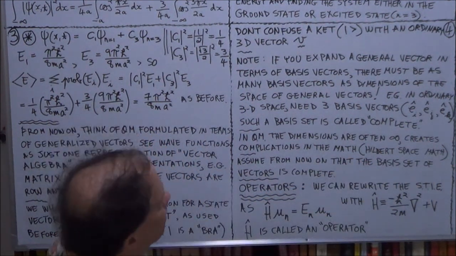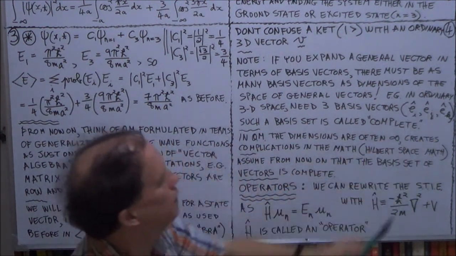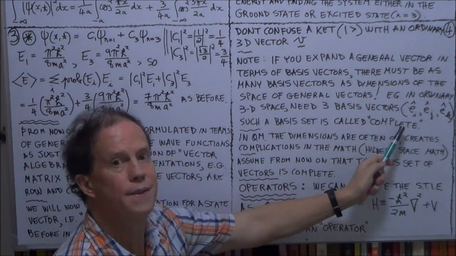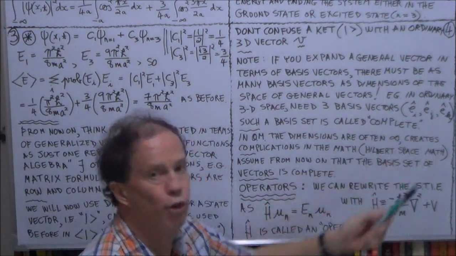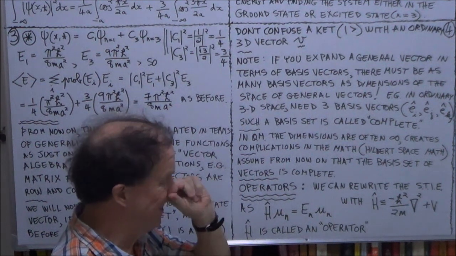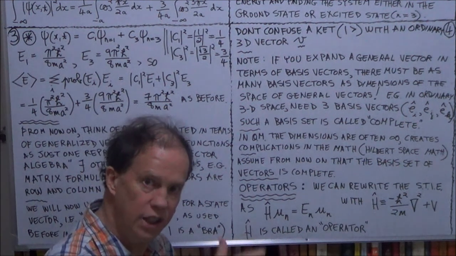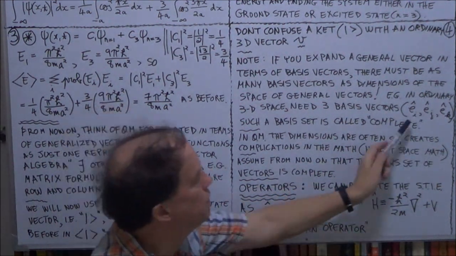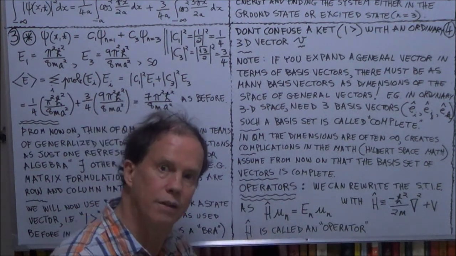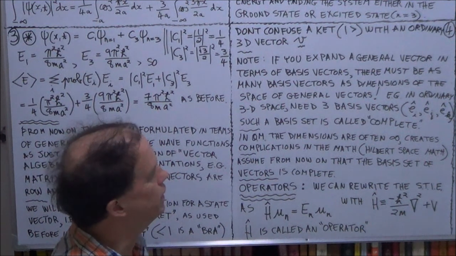Now, in the case of 3D, these three are complete in the sense you don't need any more. You do not need a fourth one, because you can form any general vector v using these three. You don't need another one. These three are sufficient, right? They're enough to form any three-dimensional vector.